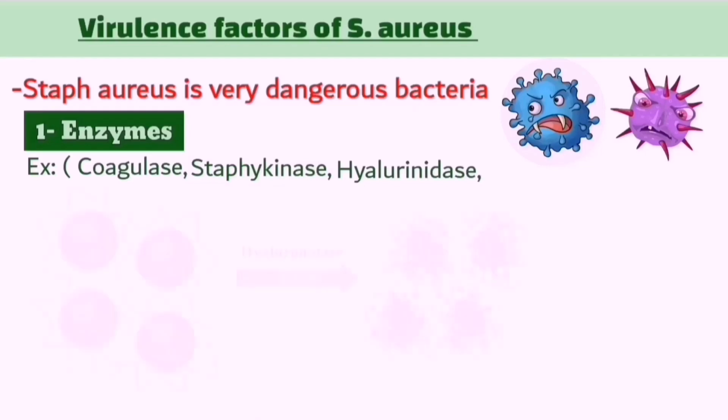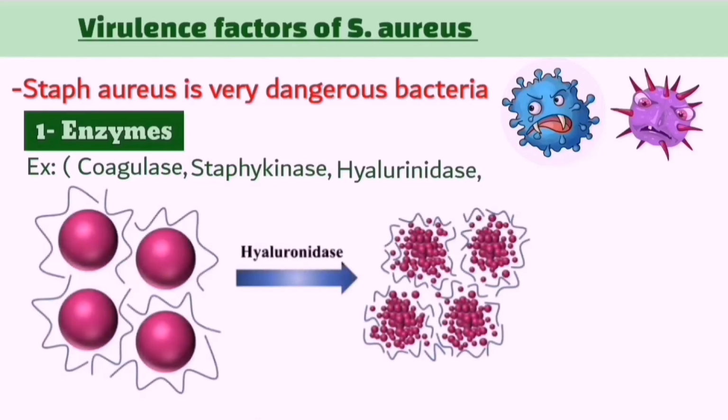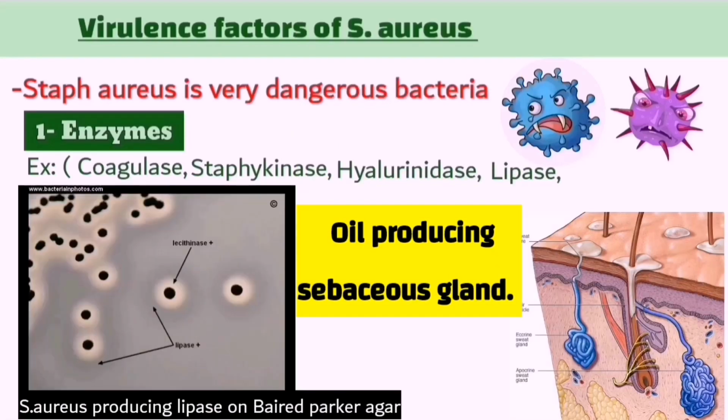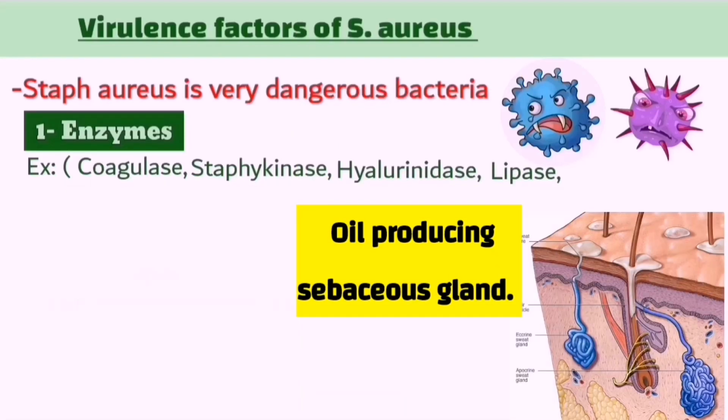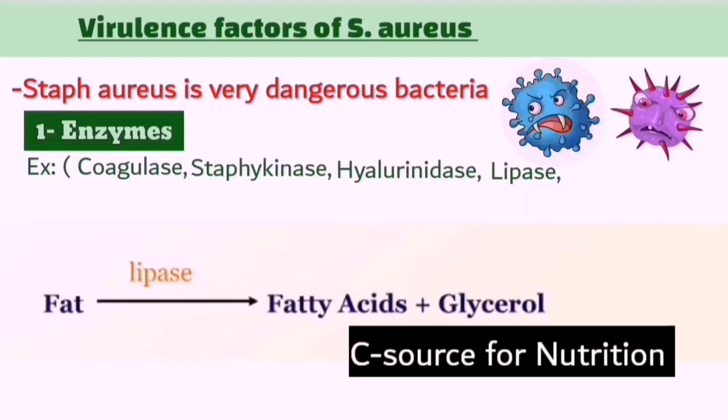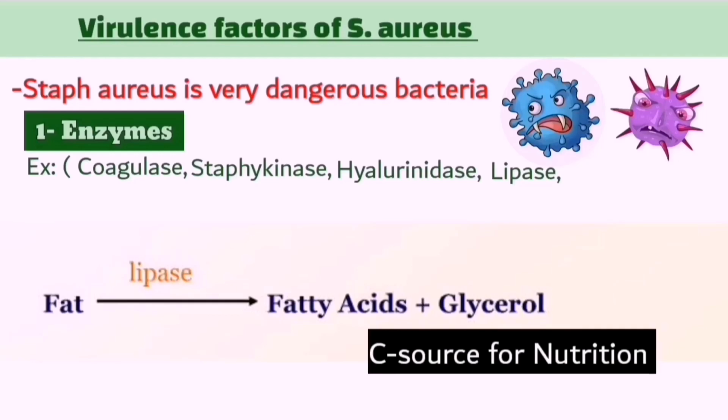Hyaluronidase is another enzyme produced by Staph aureus, which breaks down hyaluronic acid, which decays the connective tissues and skin and helps to spread the bacteria. Among the enzymes that increase its virulence and enable it to evade the immune system to cause infections is lipase. Sebaceous glands in the skin secrete oils, especially during sweating, that can be utilized by Staph aureus as a source of nutrients to help it cause local infections.